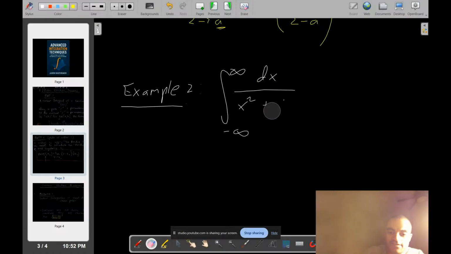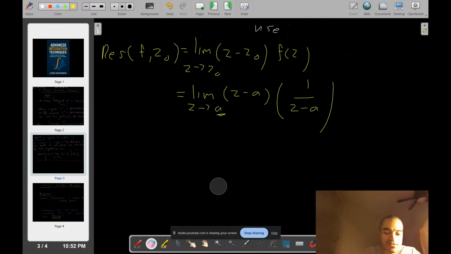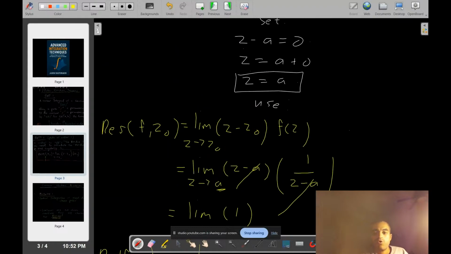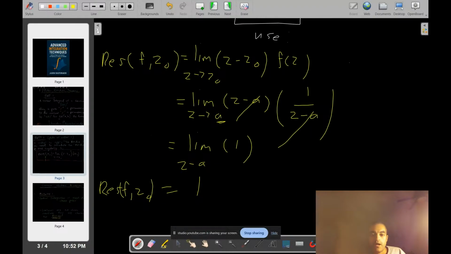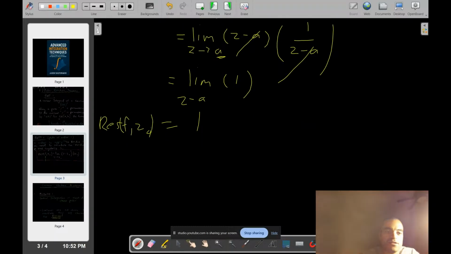I'm just going to leave this on the side for now. I wanted to make space for that. This is equal to 1 because these cancel. So now I have the limit as z approaches a of 1. Limit of a constant is 1. So now I get the residue of f comma z0. Since this was my only pole, I only have to evaluate one limit. Okay, now I can use my residue theorem.